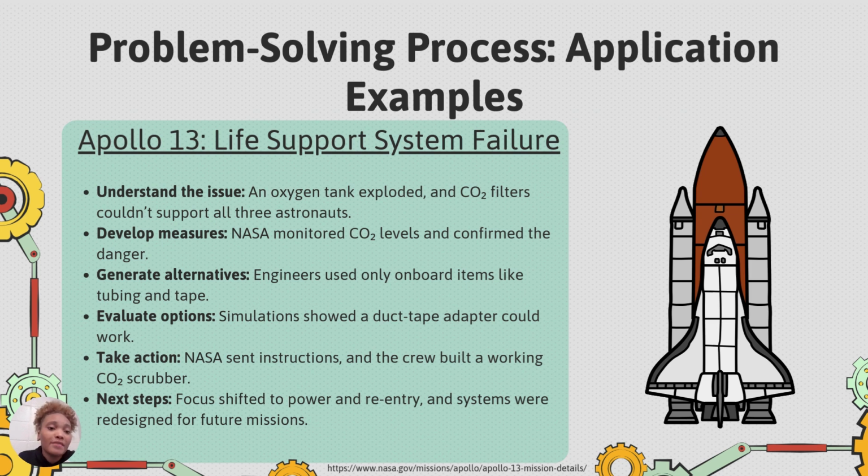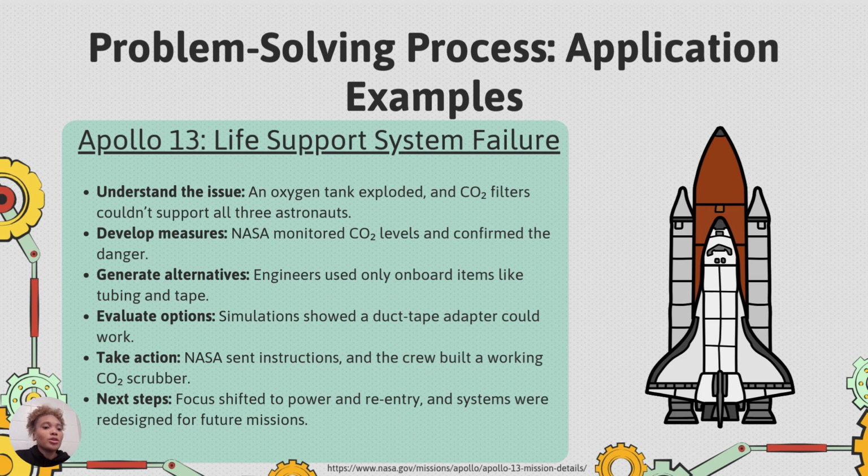Apollo 13 had a life support system failure where an oxygen tank exploded and the CO2 filters couldn't support all three astronauts. So NASA had to monitor the levels and confirm that yes, they are in danger because the CO2 levels were low. And so the engineers on board used household items like tubing and tape, and they came up with options that a duct tape adapter could work to fix the problem with the CO2. So NASA sent the instructions and the crew built a working CO2 scrubber.